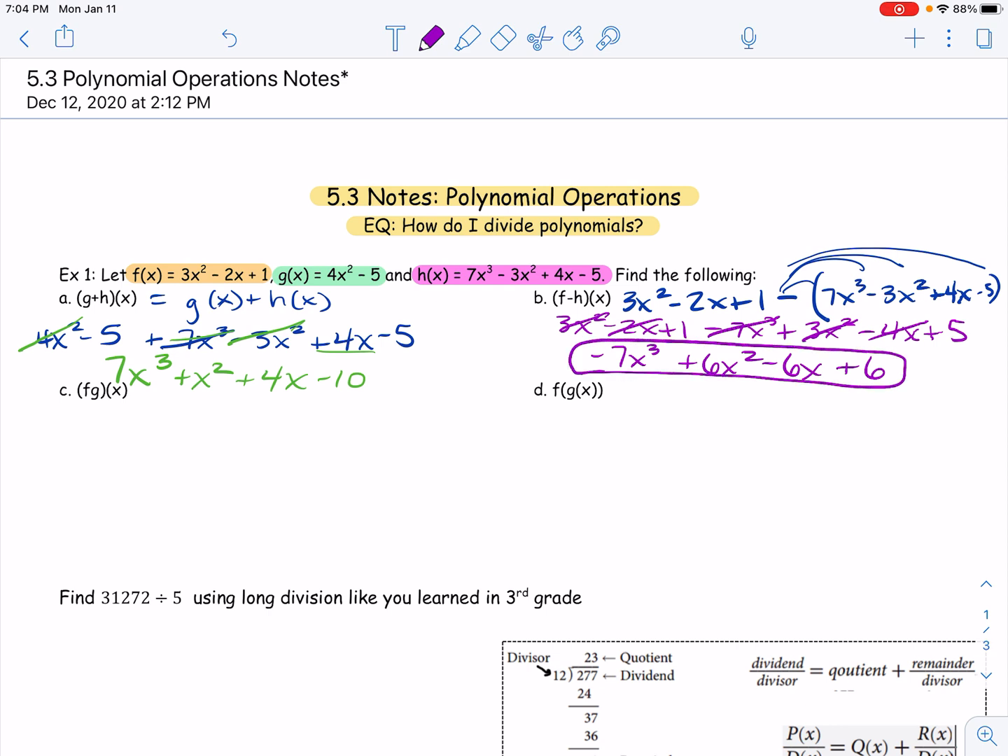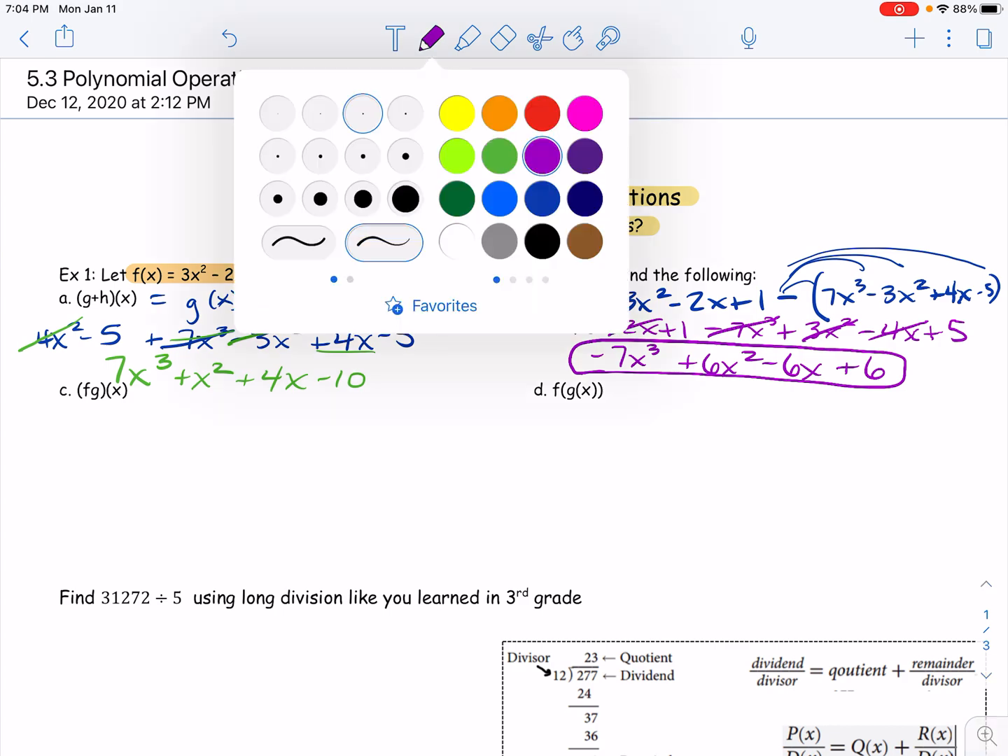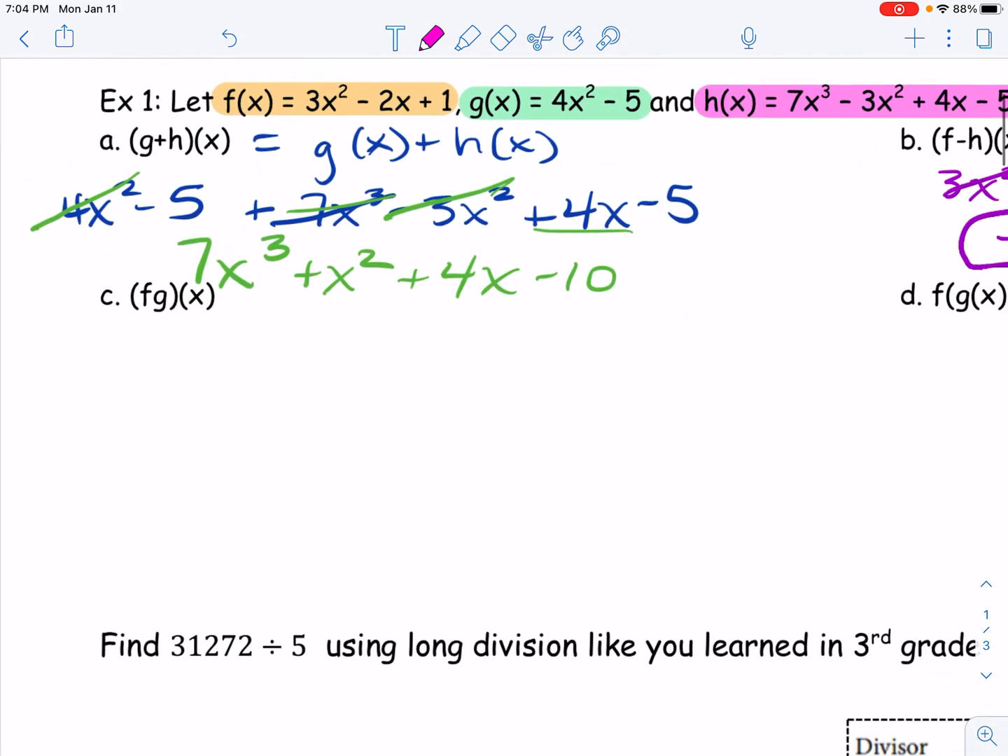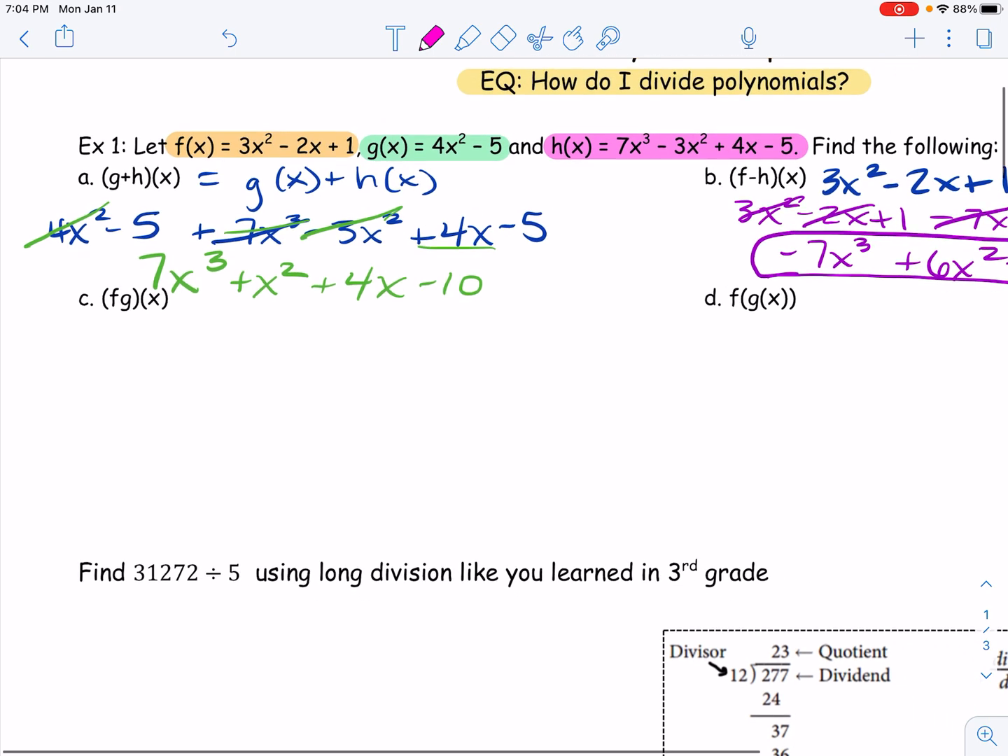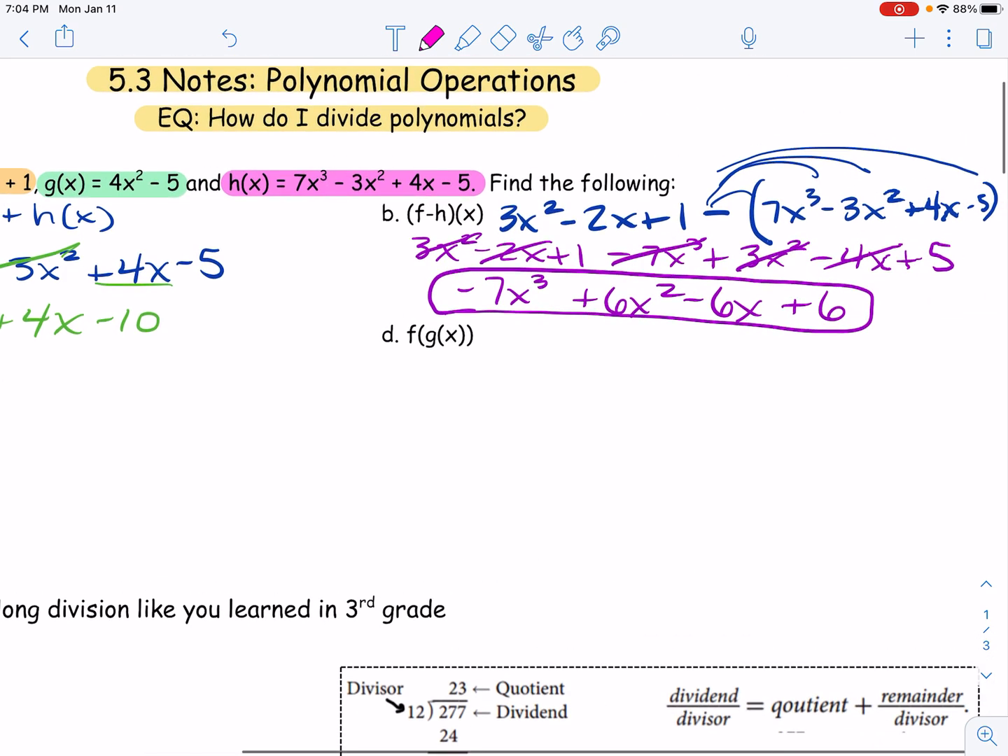Okay. Now we're going to go to multiplication. So multiplication, we're doing f times g of x. I need you to look at the difference between C and D. C is multiplying f of x times g of x. D is composing g of x inside of the f of x function.